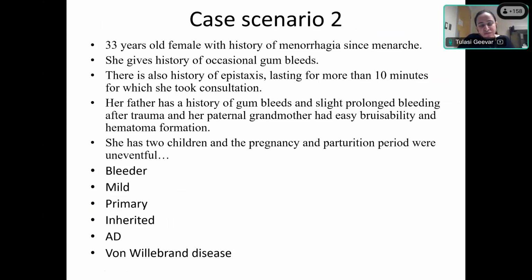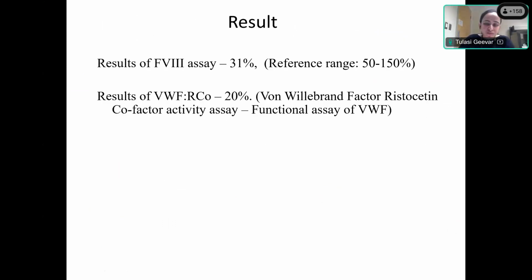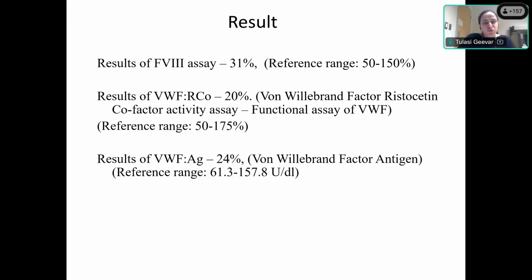The patient had a factor VIII of 31% and a von Willebrand activity of 20%. Normal is above 50, so it is reduced. Antigen is also reduced. So both activity and antigen are reduced. So this looks like a type 1 von Willebrand disease.